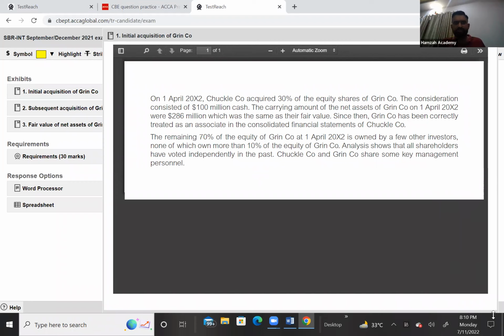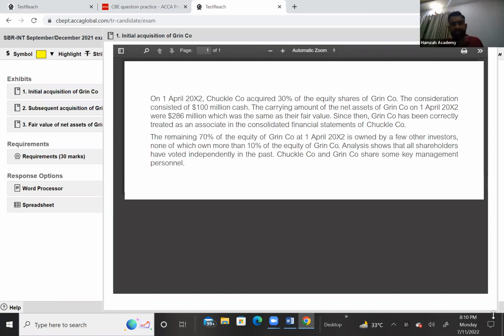On 1st April X2, C company acquired 30% of the equity shares in G company. The consideration consisted of 100 million cash. The carrying amount of the net assets of G company on 1st April X2 was 286 million, which was the same as fair value. Since then, G company has been correctly treated as an associate in the consolidated financial statements of C company.